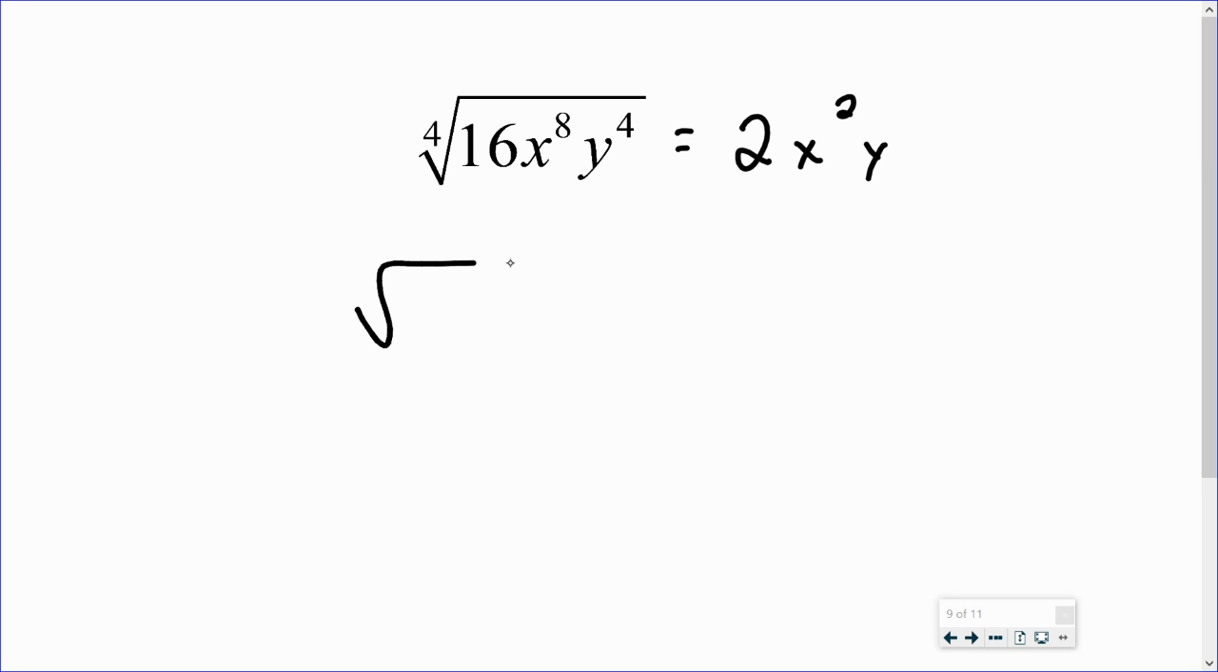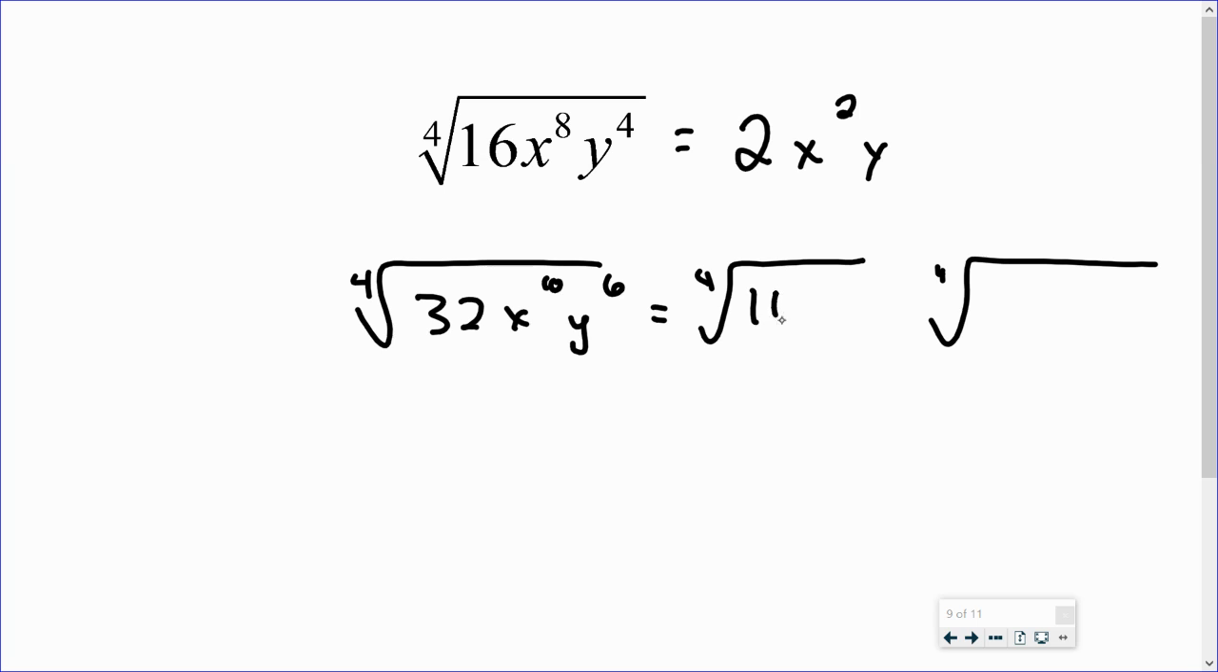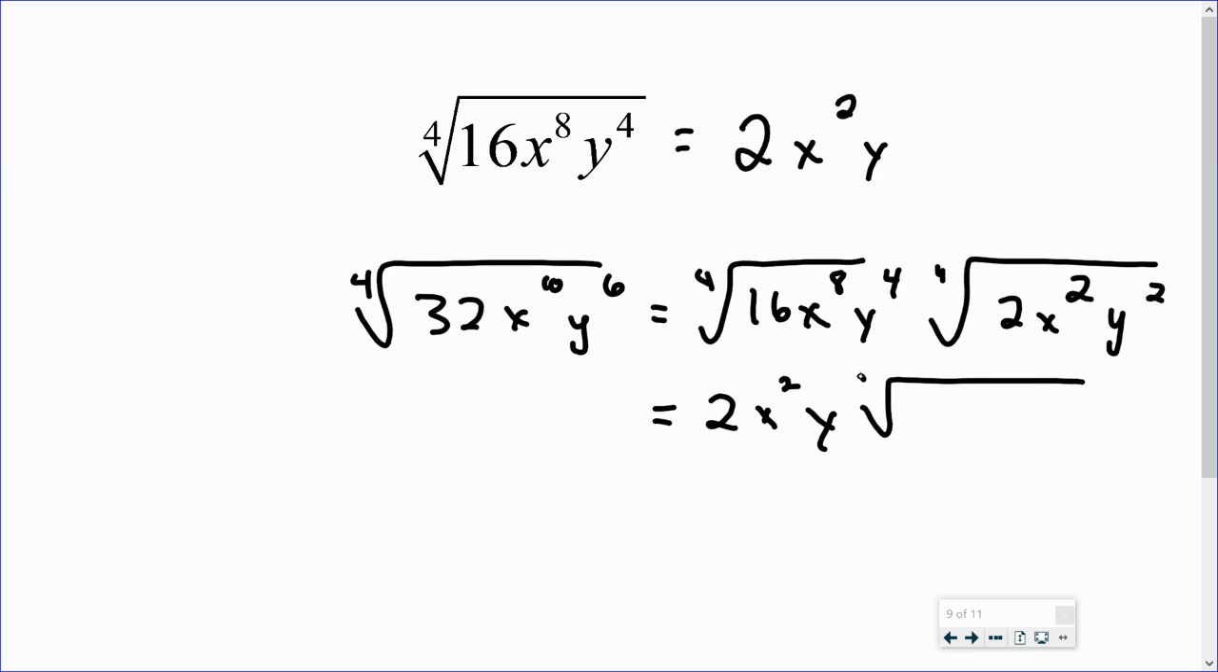Now, what happens if I take something like 32, to the 4th, x to the 10th, y to the 6th. I'm going to do this similarly to what I did before. I'm going to look for the biggest perfect fourth power, which I think is 16 times 2. 16 times 2 is 32. How many times does 4 go into 10 evenly? Most is 8 times, leaving 2 extra. Here, I'm going to take out 4 of those, but I'm left with 2 extra. The fourth root of 16 is 2. Divide these. Divide these. This comes along for the ride.